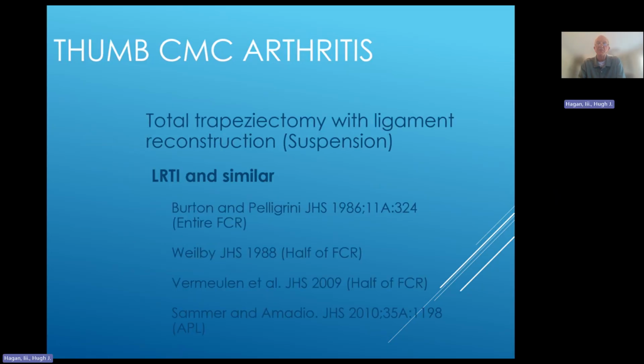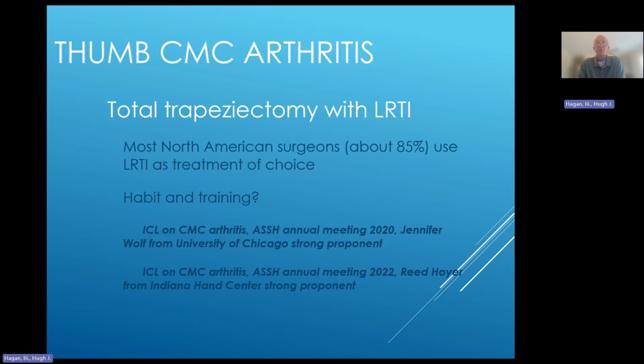LRTI and similar procedures using tendon instead of suture are still probably the gold standard in North America. This was described by Burton back in 1986. Wildby, Vermeulen, and Amadio all had similar procedures using different tendons. Total trapeziectomy with ligament reconstruction and tendon interposition is what most North American hand surgeons will do.